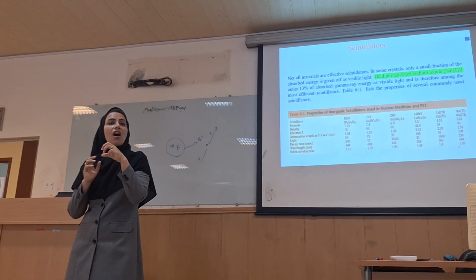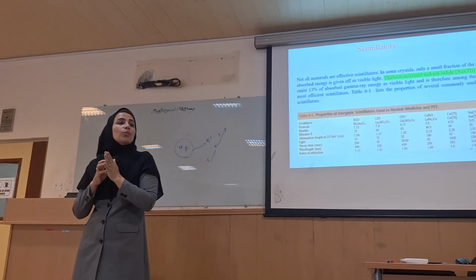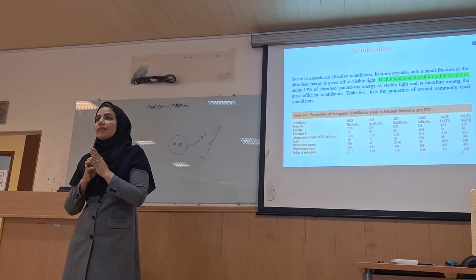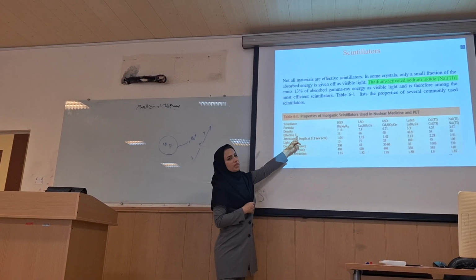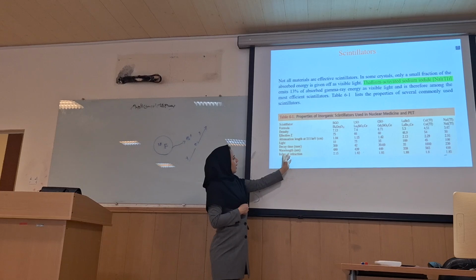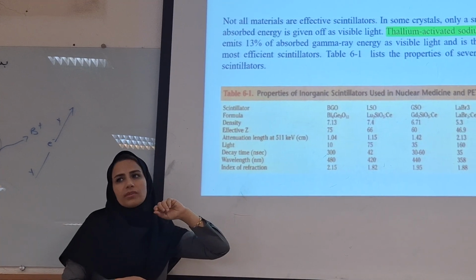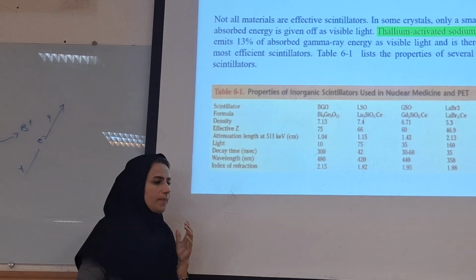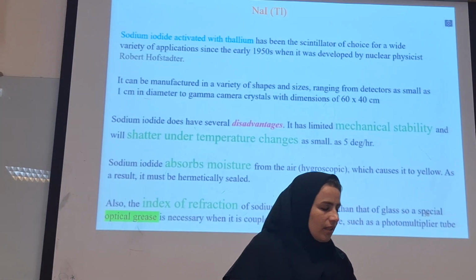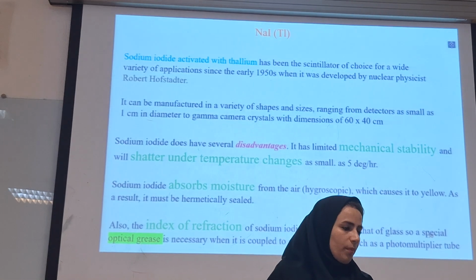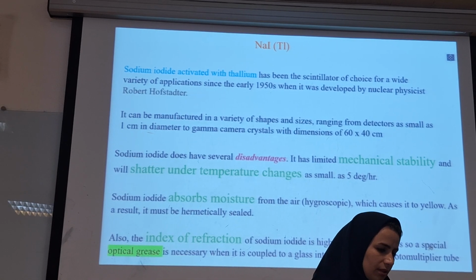Density, yeah, higher density of the material, because then I have more light photons. Effective atomic number is also important, and there are detailed terms for it, but density is very important among these properties. And this slide shows the properties of the NaI crystal, and this is not important for the exam.